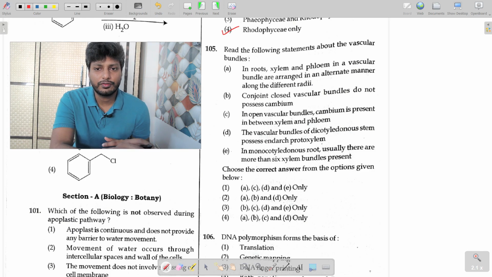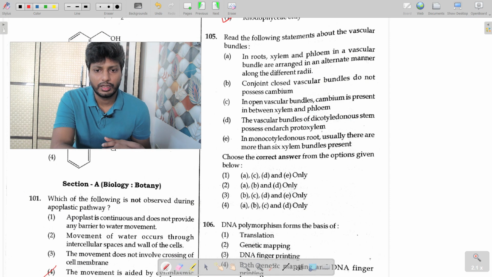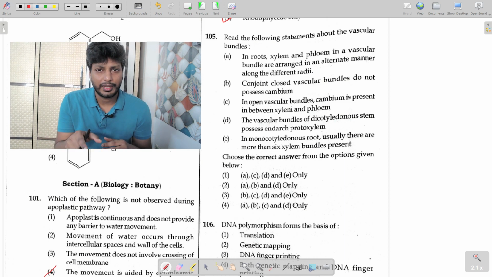Question number 105. Read the following statements about the vascular bundles. You have to go with the correct statements. You have to see how many of them are right out of the 5 statements given. Let us see. First statement: in root, xylem and phloem in vascular bundle are arranged in an alternate manner along different radii. Yes, it is true, because we all know that in roots the arrangement of vascular bundles is radial. What do you mean by radial? That is, the xylem and phloem are present on different radii in an alternate manner. Such arrangement is called radial.